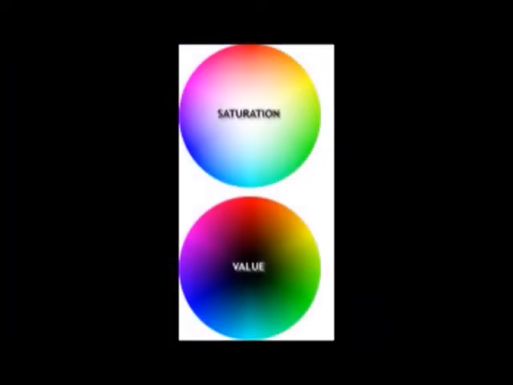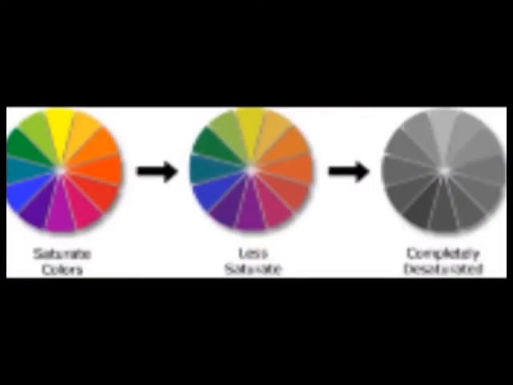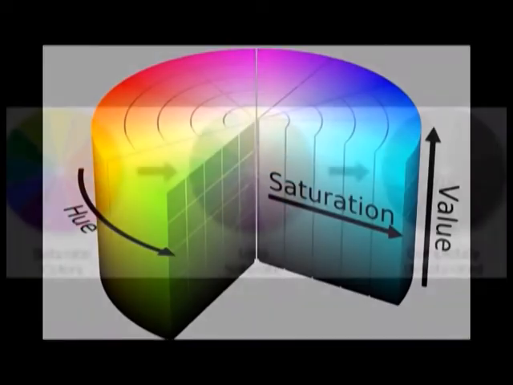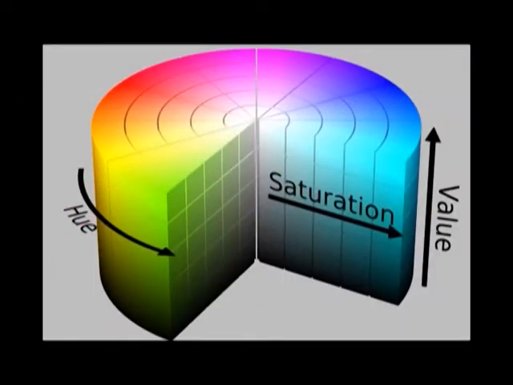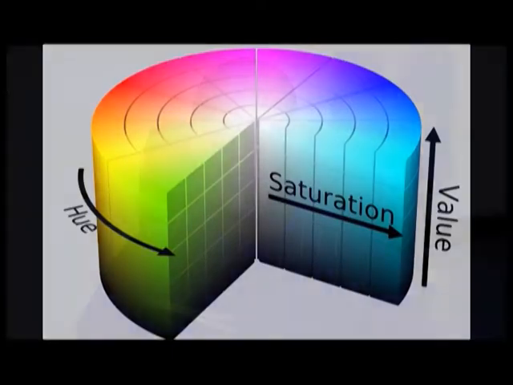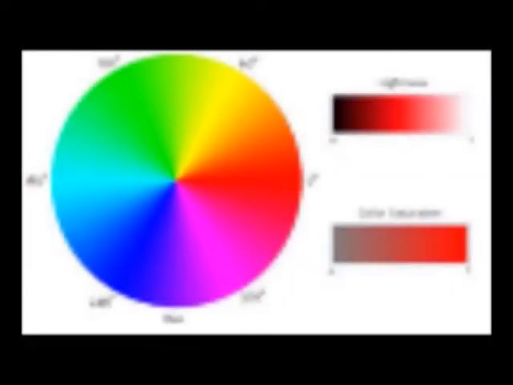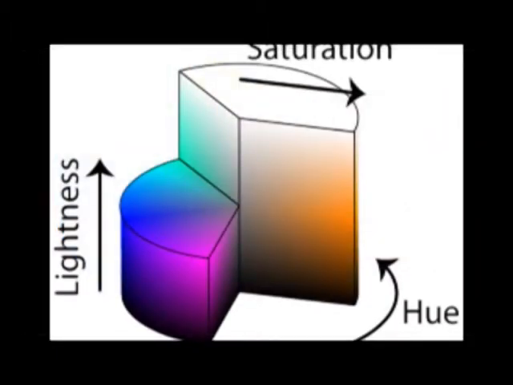The saturation S of a color describes how white the color is. A pure red is fully saturated with a saturation of 1. Tints of red have saturations less than 1, and white has a saturation of 0. The lightness L of a color describes how dark the color is. A value of 0 is black, with increasing lightness moving away from black.